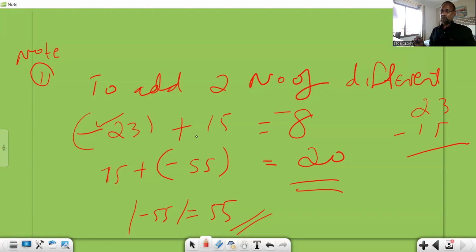To add two numbers of different sign, find the difference and put the sign of the big number. Different sign. Follow me, right? Find the difference. Again, dictating: to add two numbers of different sign, find the difference and put the sign of the greater number.